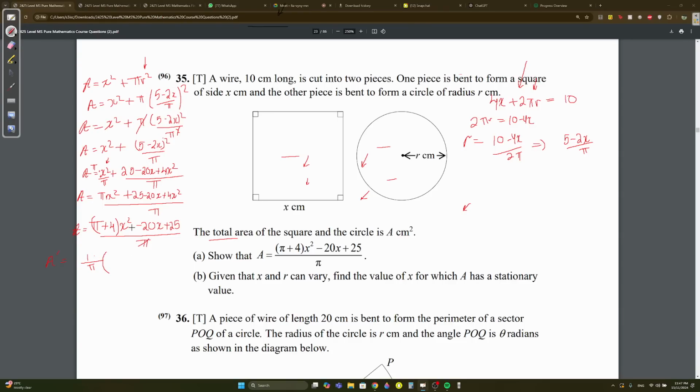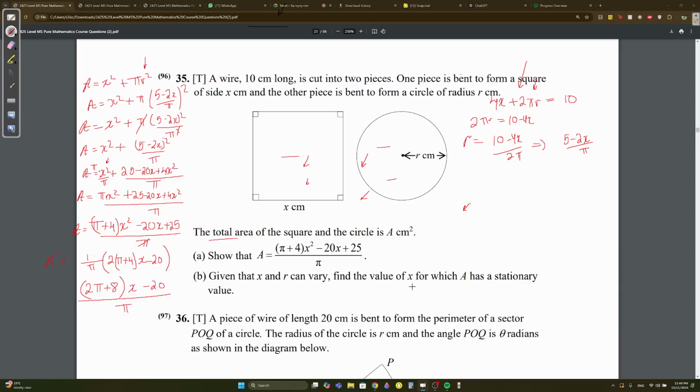Pi plus 4 x squared. Multiply the power and reduce by 1. So it's going to be 2 times pi plus 4. Remember, it has to be in brackets. Reduce exponent by 1, comes x. Minus 20x becomes minus 20. 25 doesn't get derived. Okay, so you can just put this all over pi. So you're going to get 2 pi, I'm going to just distribute, 2 pi plus 8 x minus 20 over pi. So this is my derived function.